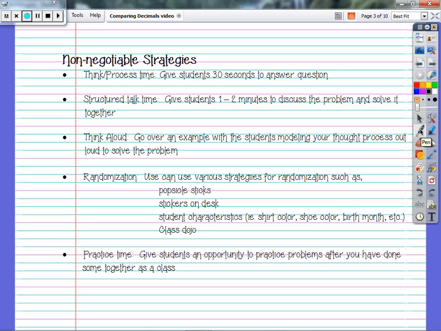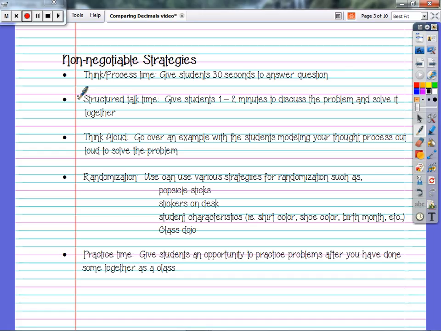You're also going to be required to give them what's called structured talk time. And in structured talk time, the students are given about 1 to 2 minutes. They're going to be able to discuss the problem and solve it together with a partner. Think out loud. And with this, you're pretty much going over an example with the students, modeling your thought process out loud to solve the problem.